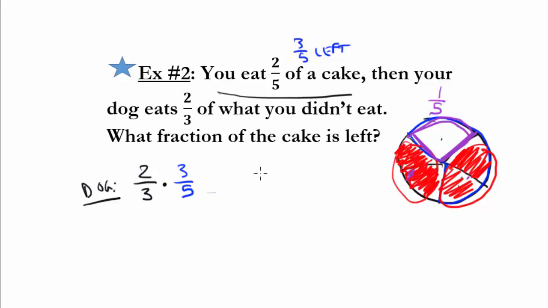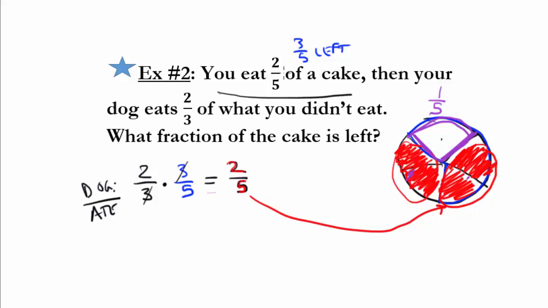So let's see if that matches up to our algebraic expression here. So again, this is what the dog ate. The dog ate 2/3 of these 3/5. You could multiply it out and reduce it, or you can just cancel the 3, same on the top and the bottom. So the dog ate 2/5 of the whole cake, and that's exactly what we found. We had the dog eating 2/5 and you eating 2/5, so you have a whole cake.